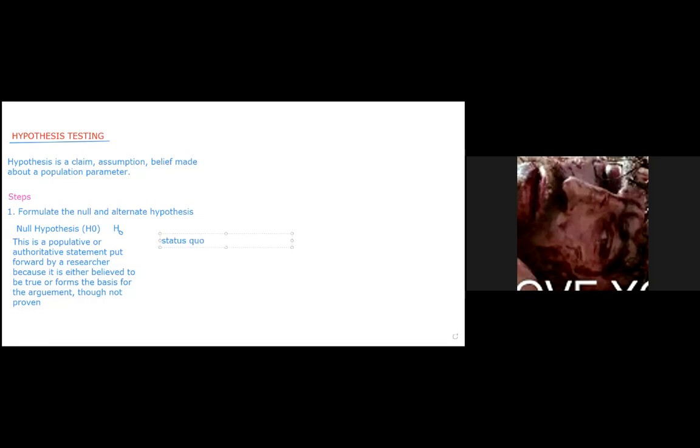Okay? That is what we all know. So concerning what the researcher is researching or is going to make inquiry into, this is what the population knows about it. So it is called the status quo. So we assume that particular statement to be true in the conduct of the research. So the null hypothesis is a statement that is assumed to be true in the conduct of the test.